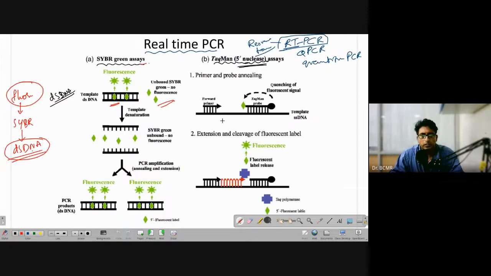In SYBR Green, it is simple. It is a fluorescent molecule. It will fluoresce only if it is bound to double-stranded DNA. Otherwise there is no fluorescence. So after each round of PCR, two products will give four products, then eight, and so on. You will have this twofold increase in the products. That means the fluorescence should also increase. By quantifying the fluorescence, we can estimate how much product is forming, right? So that is real-time PCR.